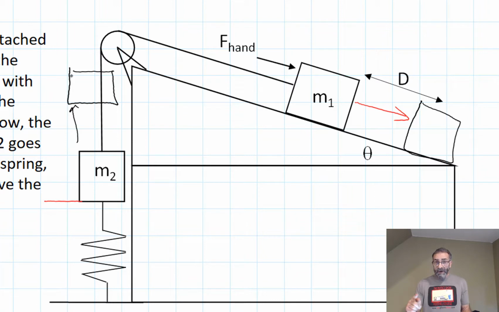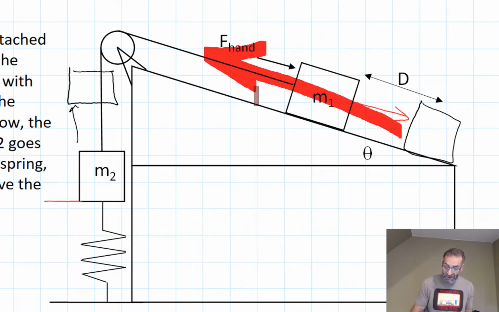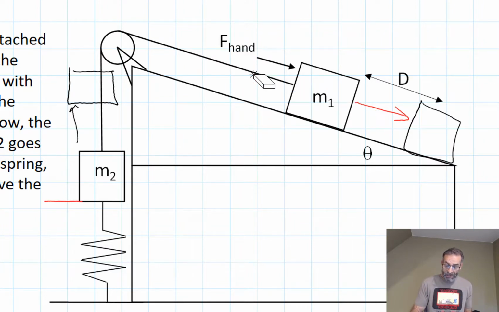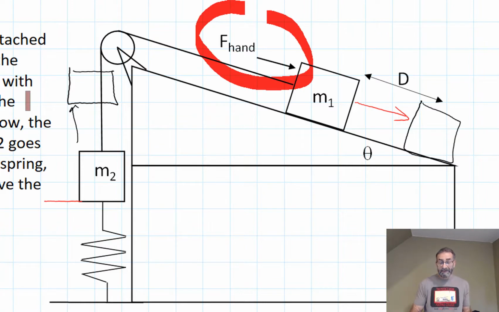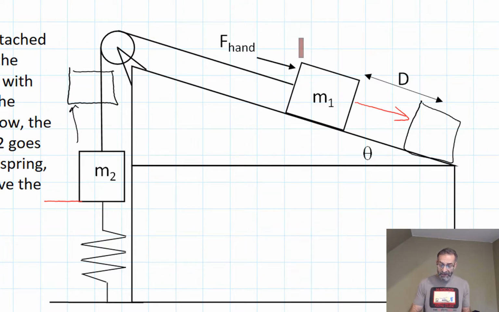But before we let go, we're a little worried that when we let go, M1 is going to go shooting up the incline very quickly. And we don't want that. We want it to go up the incline with less acceleration. So we push with our hand on M1, and our well-calibrated hand always pushes with a constant force, F hand. And we keep that force on M1 the whole time it's moving after we let go of it.